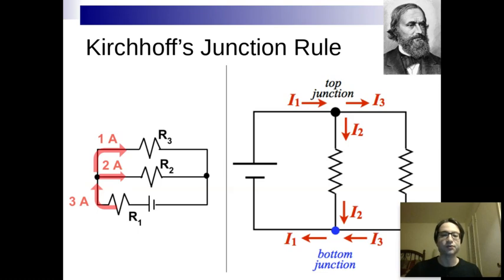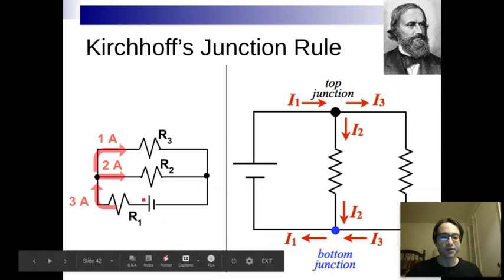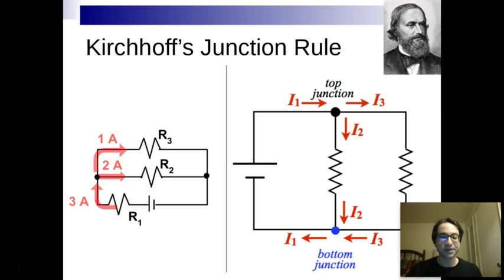Just to see the junction rule again, here's our battery. We can think of that's where the current's coming from. If we have 3 amps coming into this junction, well, it's going to split. Some's going to go one way, some's going to go another. In this example, we have 1 amp going this way, 2 amps going this way. Together, they make 3.